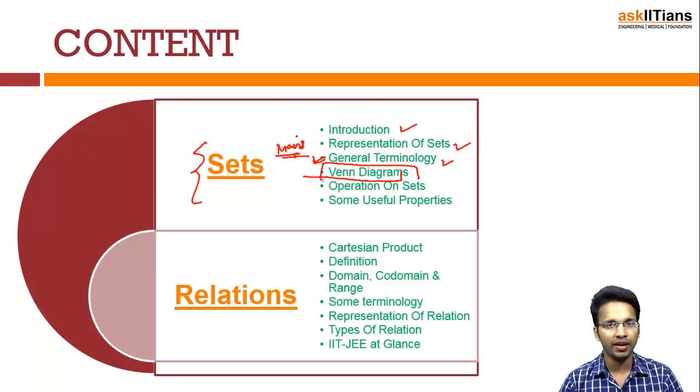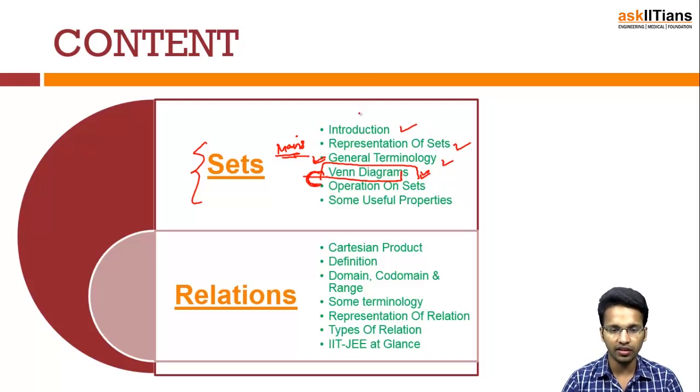Now this is the most important part for your entrance or any other exam except IIT. If you're aiming at any other competitive level or even your boards, Venn diagrams form the most important part of this chapter. Venn diagrams along with operations on sets, and after that some useful properties, which you can use to simplify things. Then in the second part, relations, we'll study first of all the Cartesian product, which is again related to sets. Then we'll define relations accordingly.